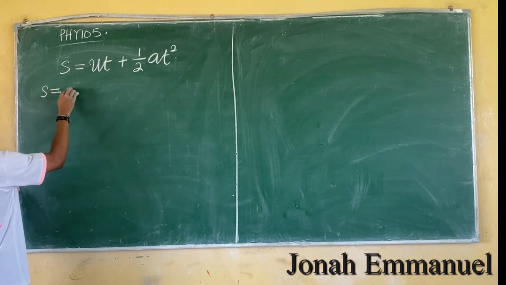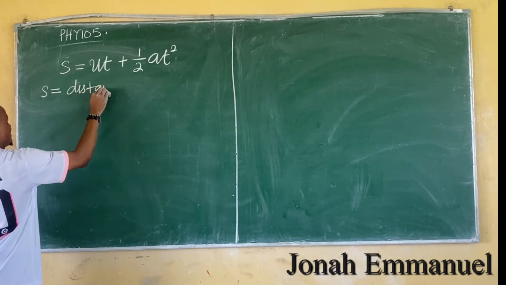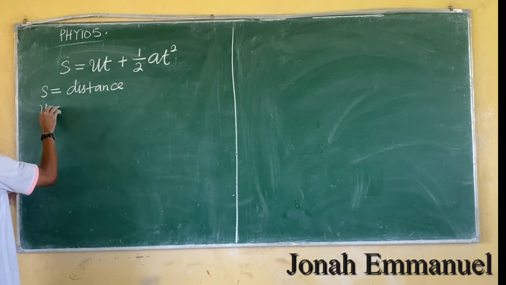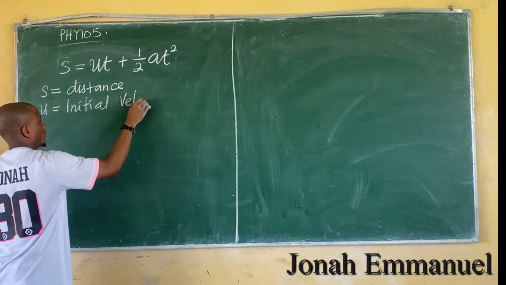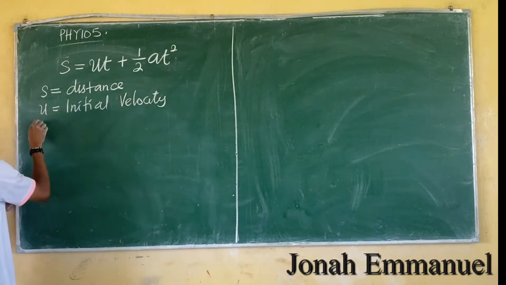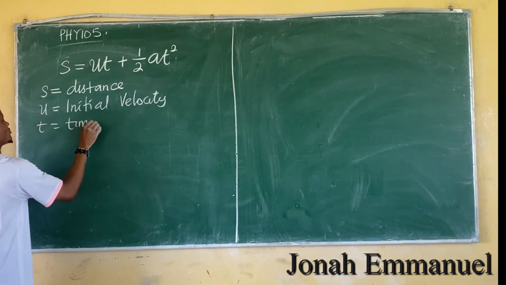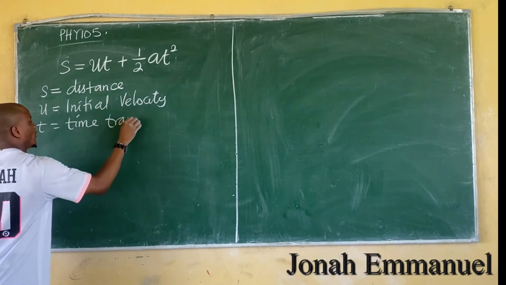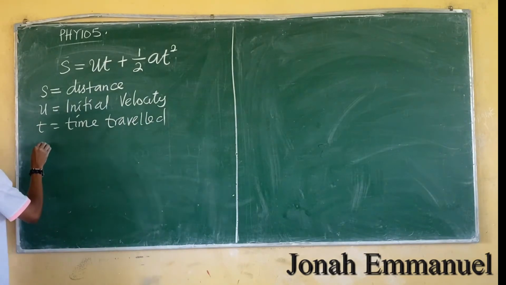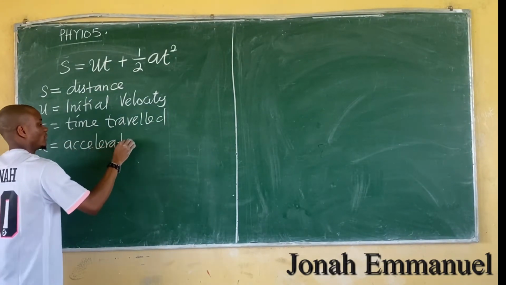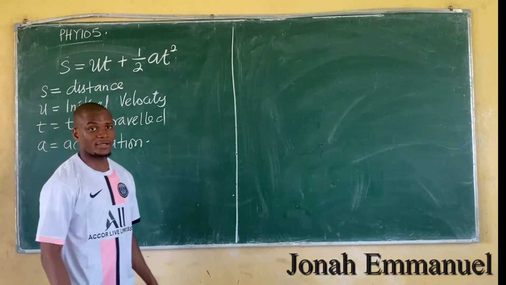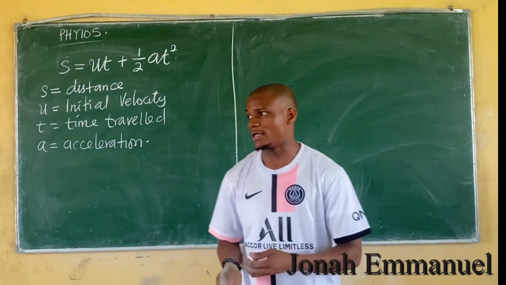Where s is equal to distance, u is equal to initial velocity, t is equal to time traveled, and a is equal to acceleration.